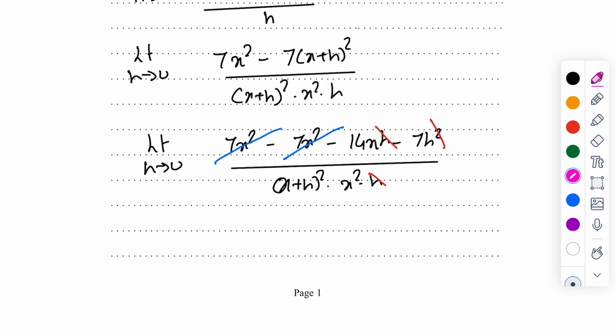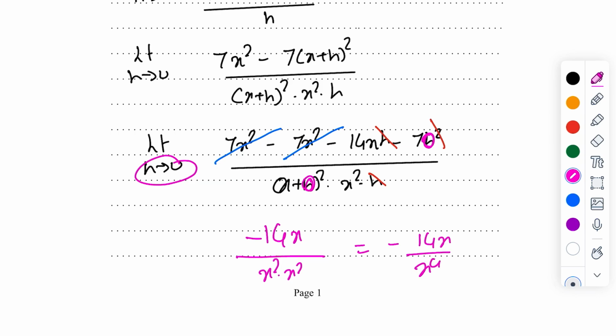Then we know that limit h approaches 0, substitute h as 0 in the remaining term. So what am I left with? Minus 14x and x square times x square, which is negative 14x upon x power 4, which is negative 14 upon x cube.